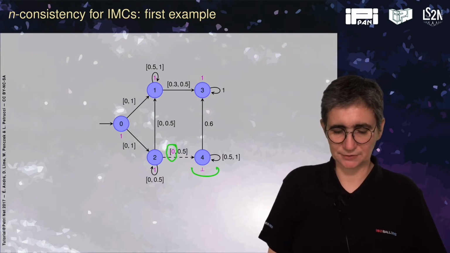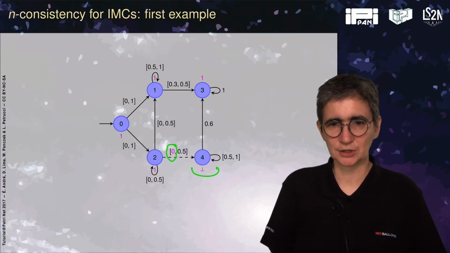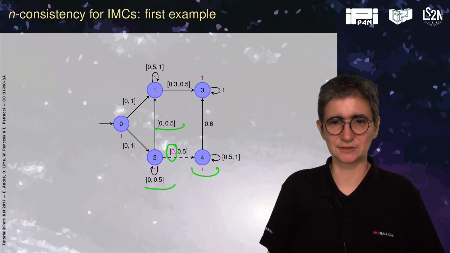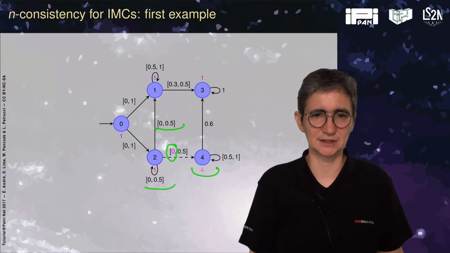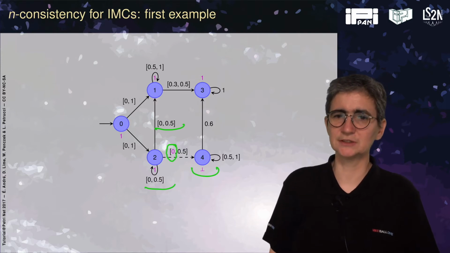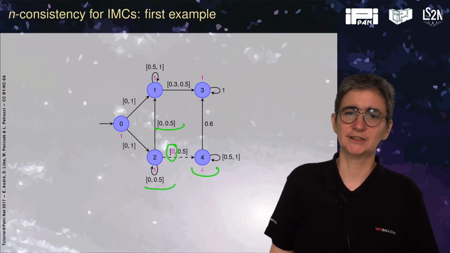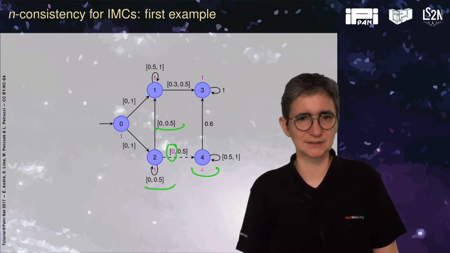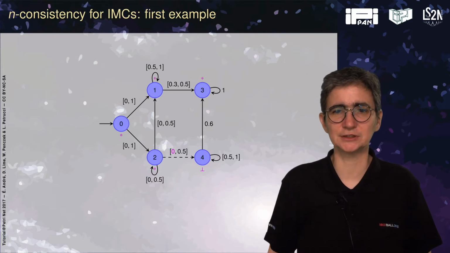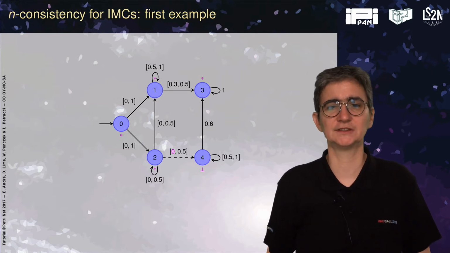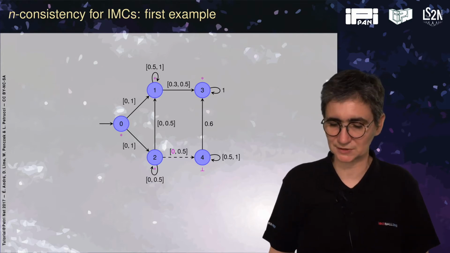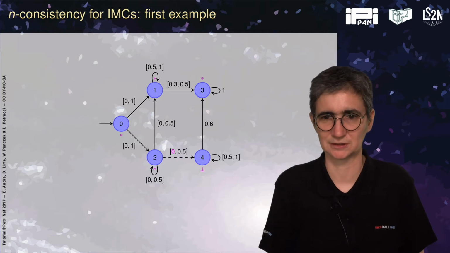Now, if I have 0 for this interval, can I choose a probability in the remaining intervals here and there so that the sum is 1? Yes, I can take 0.5 in both intervals. So state 2 is one consistent. I can check also all the other states and see that they are all one consistent. And if I repeat the procedure, I will notice that all states are n consistent, whatever the value of n, except state 4 that is not even zero consistent.